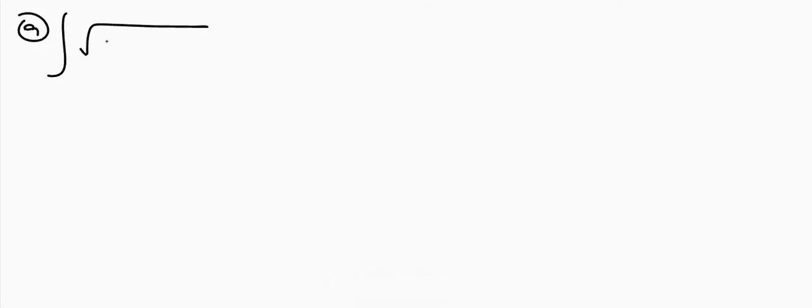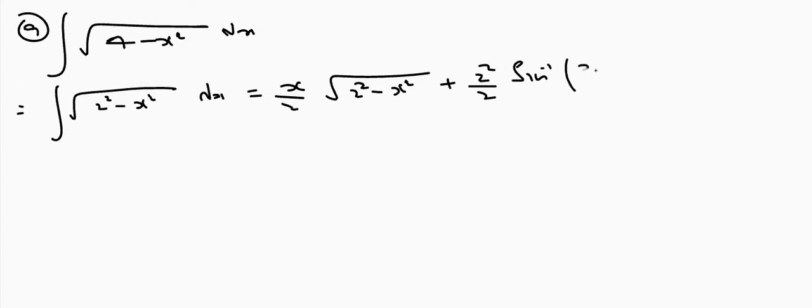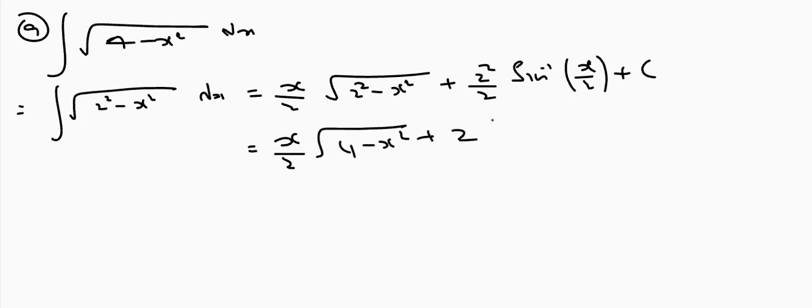The integral of root of 4 minus x square dx is equal to the integral of root of 2 square minus x square. The formula for a square minus x square is x by 2 root of a square minus x square plus a square by 2 sine inverse of x by a plus c. The final answer will be x by 2 root of 4 minus x square plus 4 by 2, which is 2 sine inverse of x by 2 plus c.